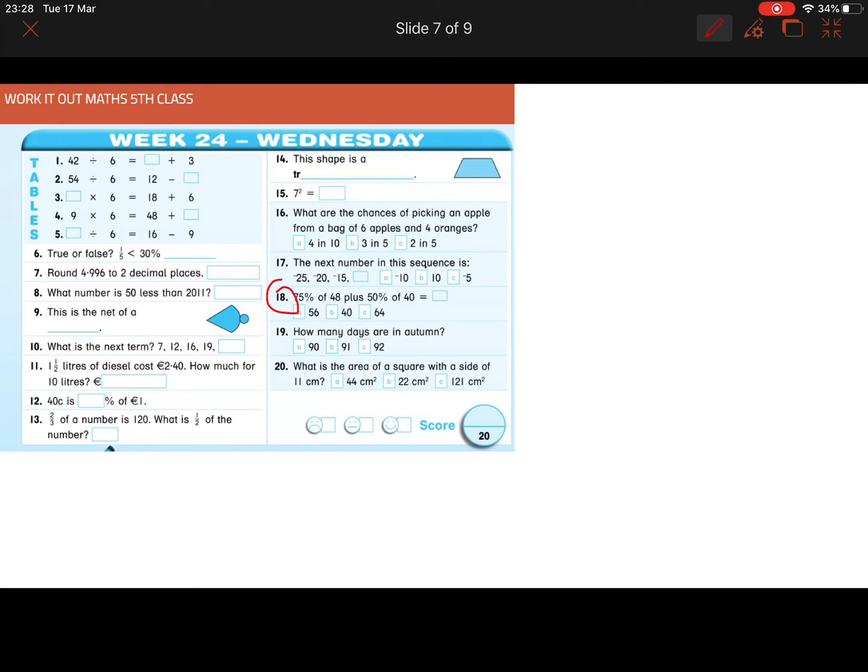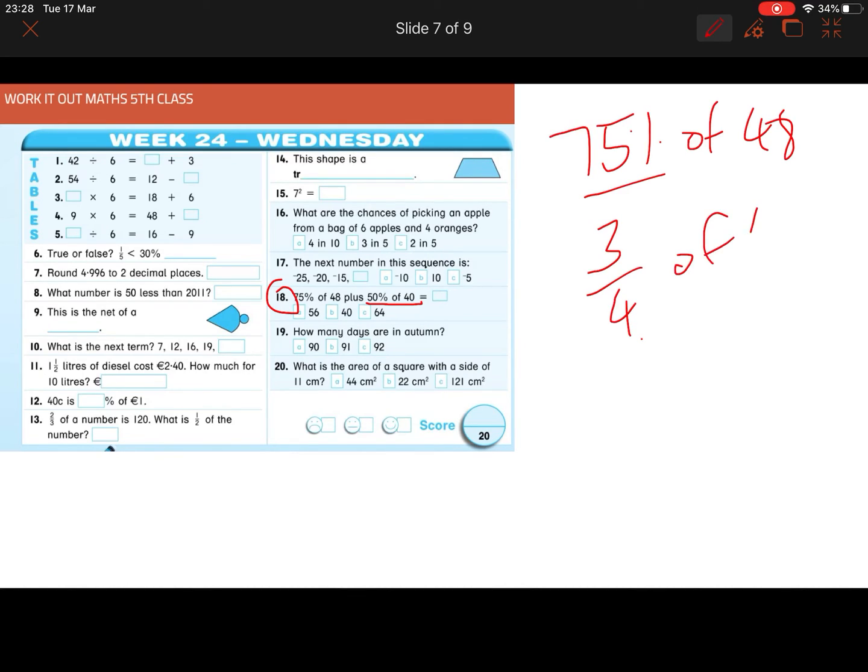So 75% of 48 plus 50% of 40. We have two sums to work out there. Firstly, the 75% of 48. We're going to change this into a fraction. And what is that? It's 3/4. So we need to find out what 3/4 of 48 is. And then we can find out 50% of 40.